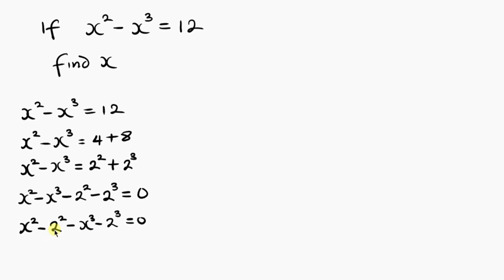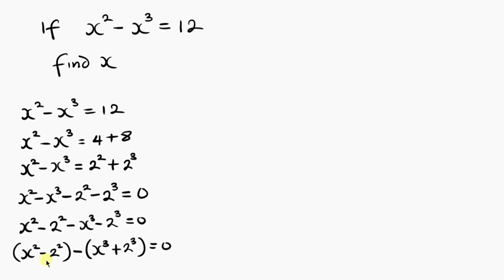Like I said before, we're going to be pairing them. So we're going to be pairing x squared minus 2 squared. They should be together. Minus is common here, right? So bring it out. Now let's pair this. This is x to the power 3. Because minus is outside, I'm not going to be writing minus here anymore. I'll be writing plus instead. 2 to the power 3. Now, close your bracket, equal to 0.